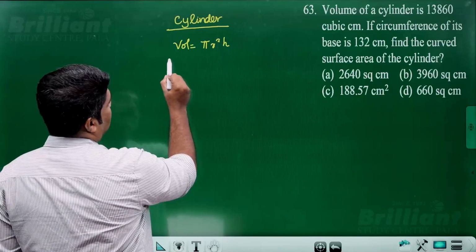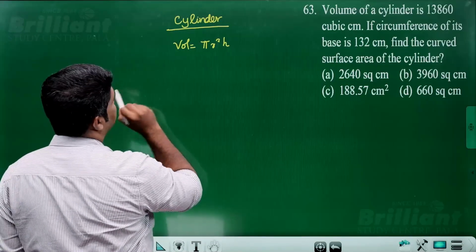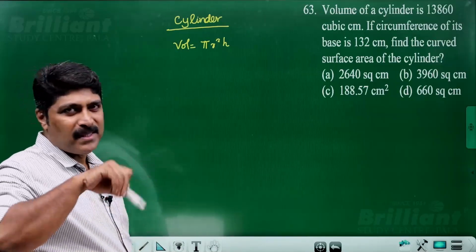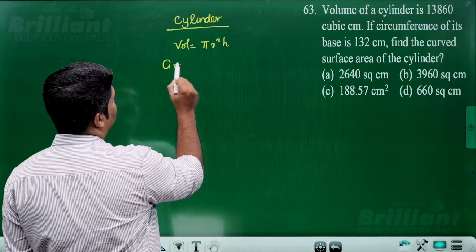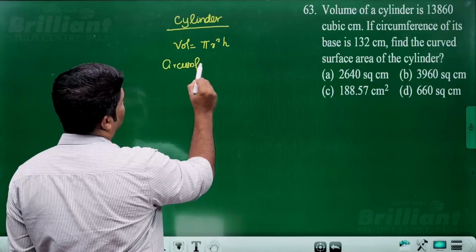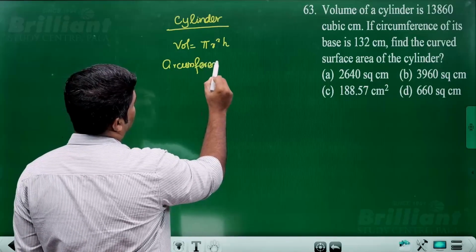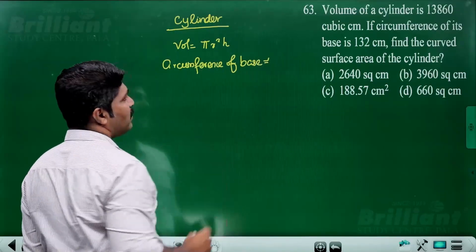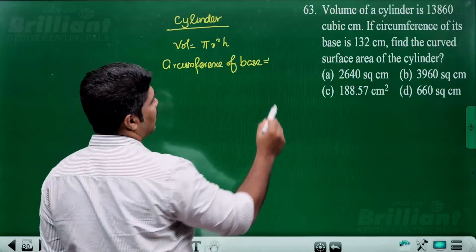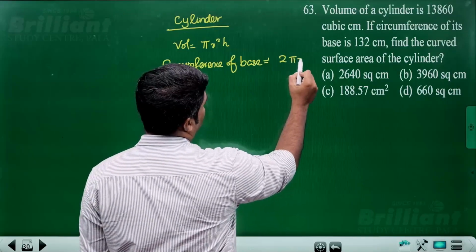And what is the circumference of base? Base is a circle, so we consider the circumference of base. What is the circumference of a circle? That's 2 pi r.